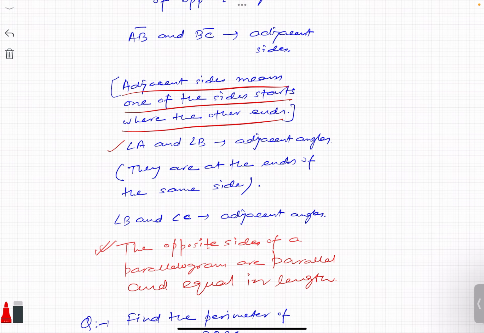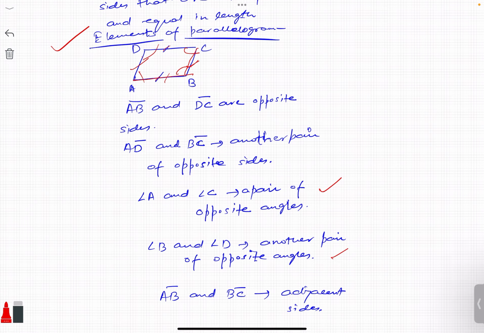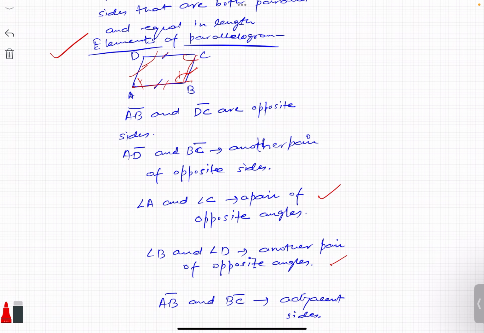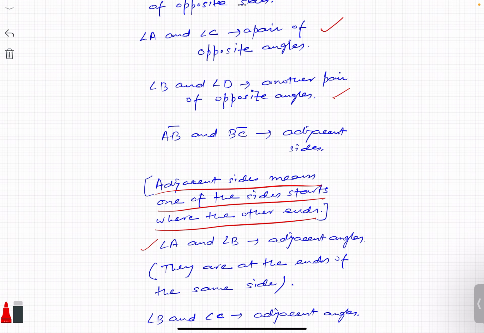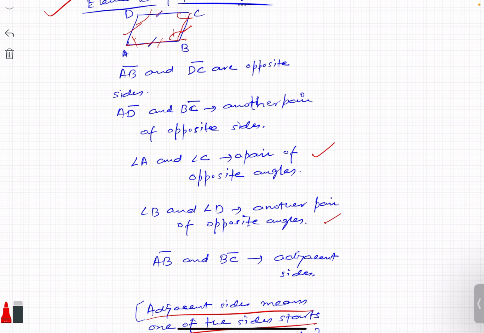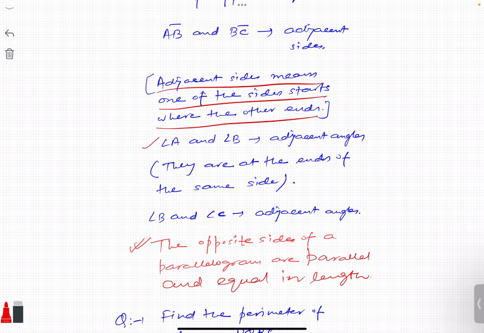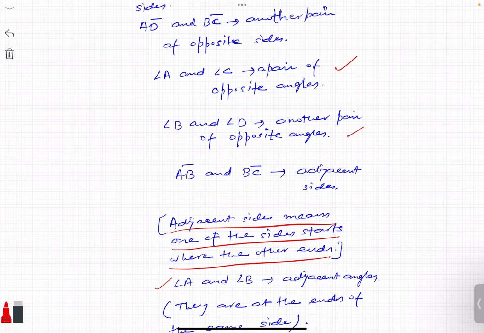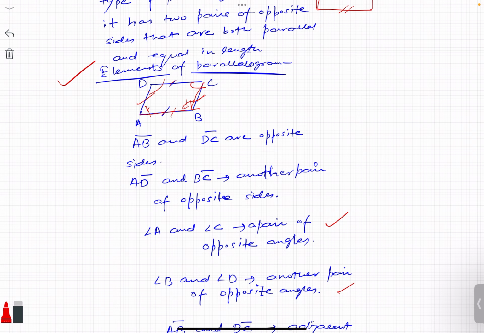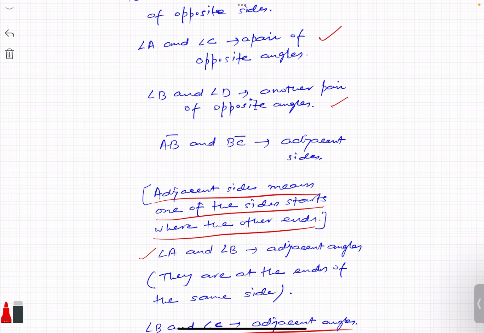Angles A and B are adjacent angles. They are at the ends of the same side, here A and B. Now angles B and C are also adjacent angles.